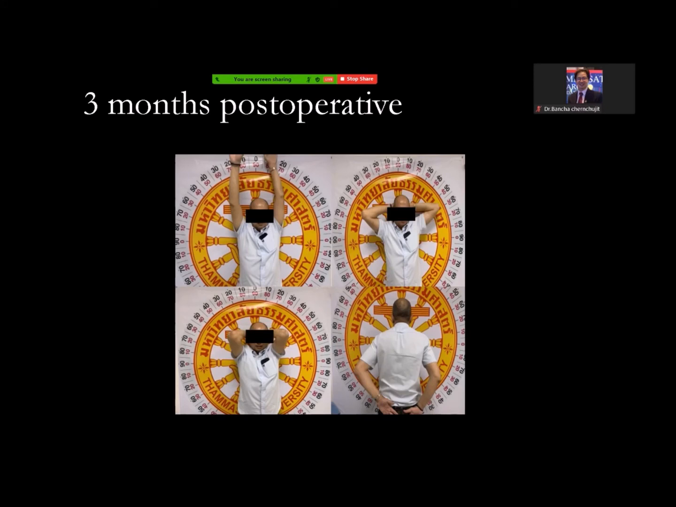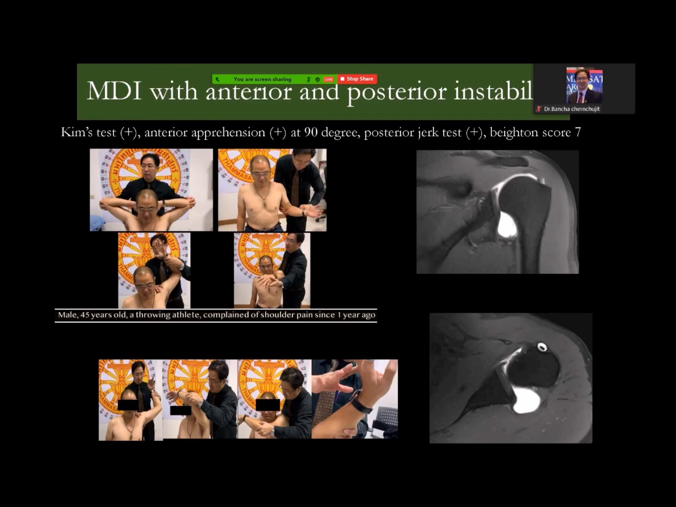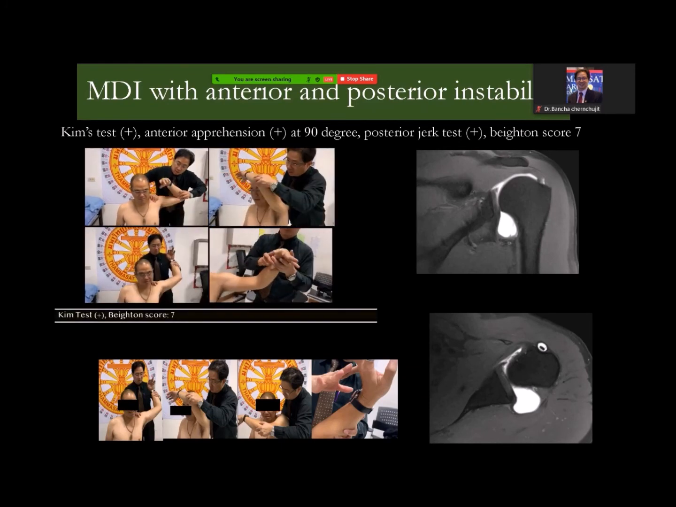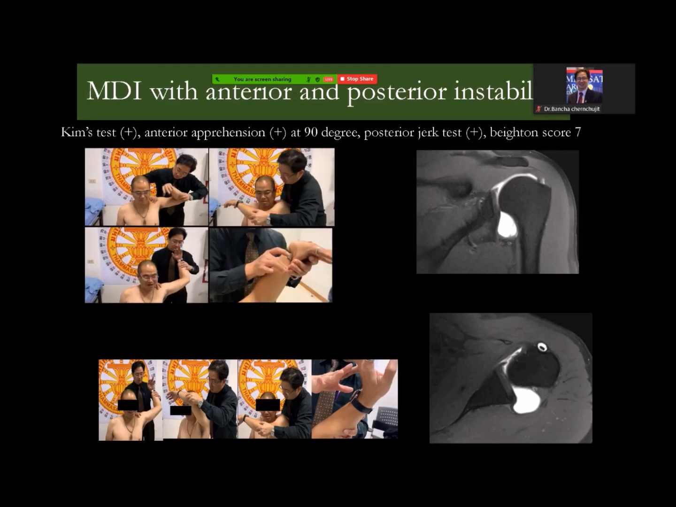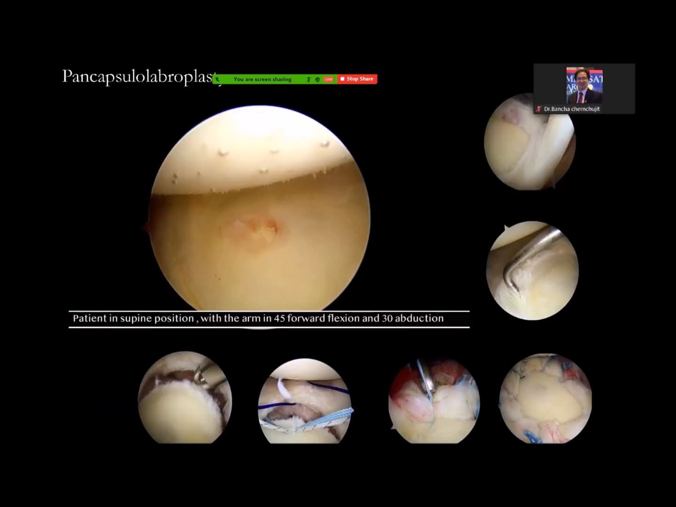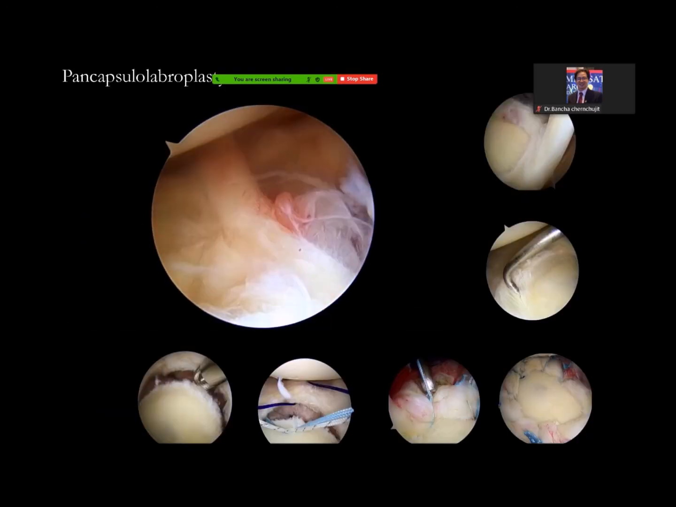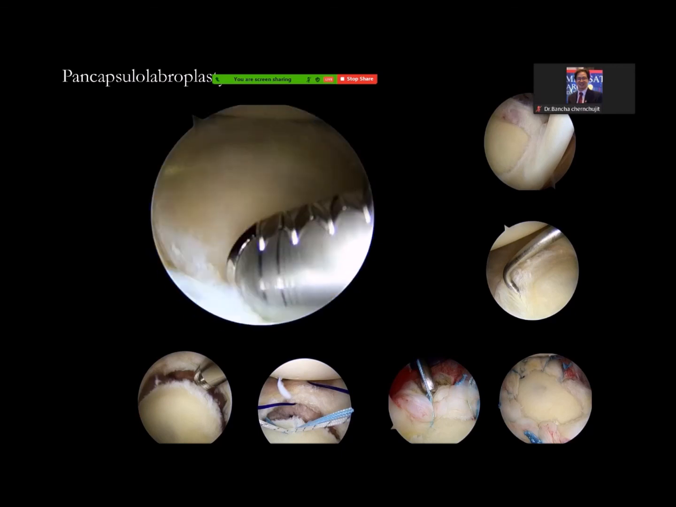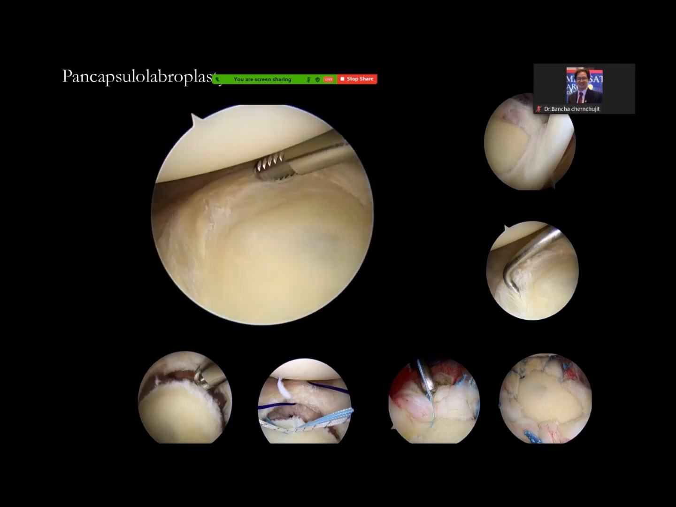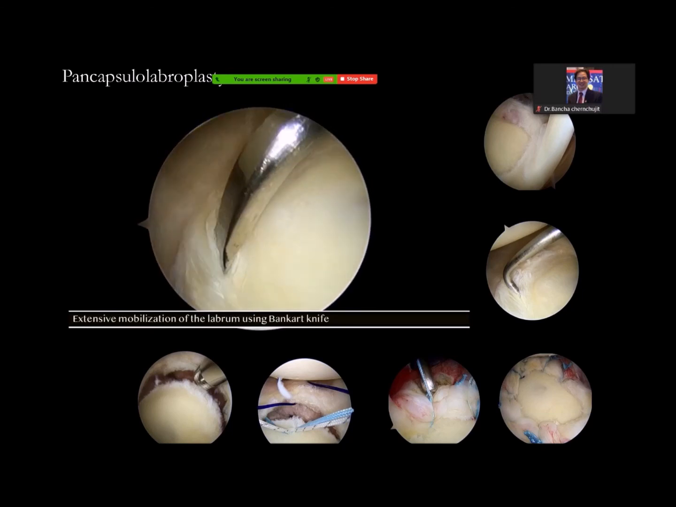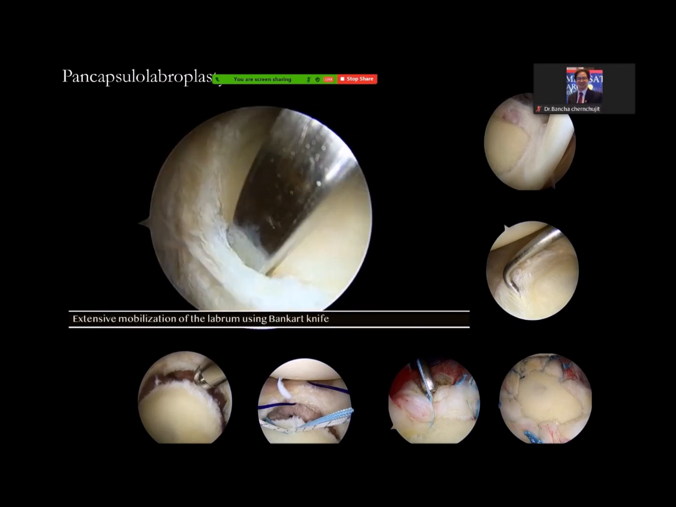The next patient is MDI with anterior and posterior shoulder instability. He's a thrower. We did the same way. We did the pancapsuloplasty from 3 to 6 and 6 to 9. He also had some labral tear. So after the surgery, we did it that way, and those are the results after the surgery.